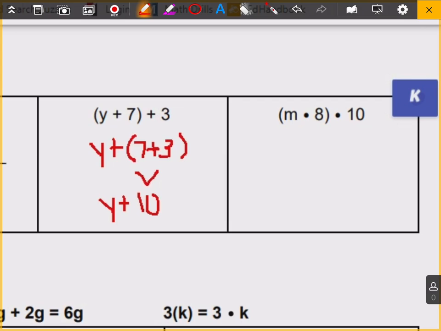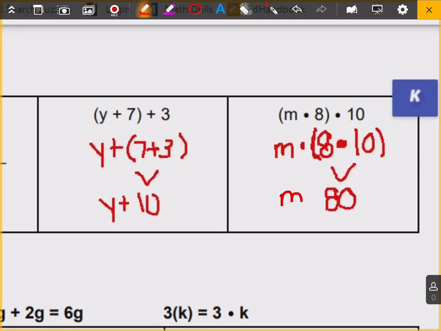On our last example, we have the value of m times 8 times 10. We cannot combine variables and numbers, so we're going to move our multiplication. We're going to leave it with m outside of the parentheses with the multiplication sign, and then we're going to have 8 times 10 on the inside of our parentheses. So when we combine 8 times 10, we get 80. And that would be m times 80.